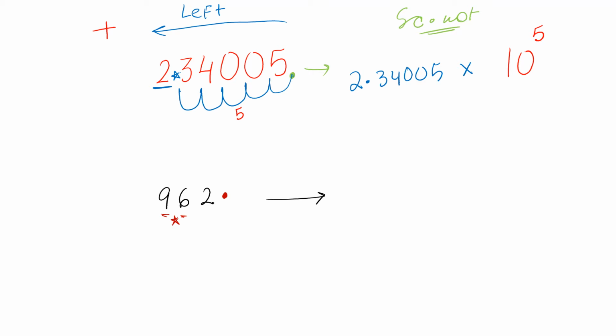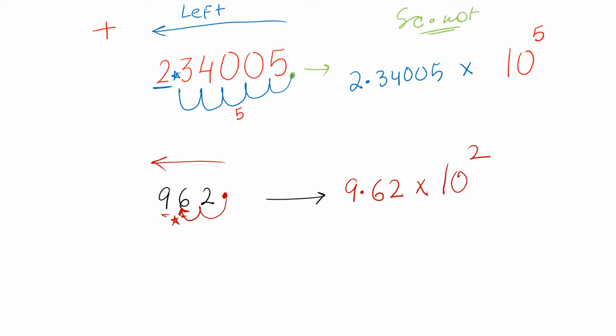So how many places will I move, and where? I will move towards the left. So from the right, I am moving towards the left. Okay, so let's see here: 1 and 2. So I will move 2 digits. So I will write 9.62 times 10 to the power of 2.